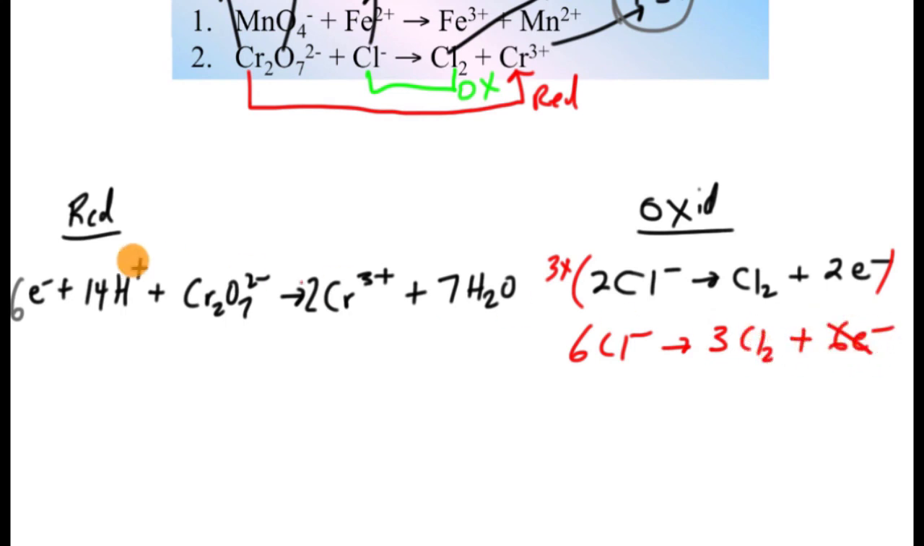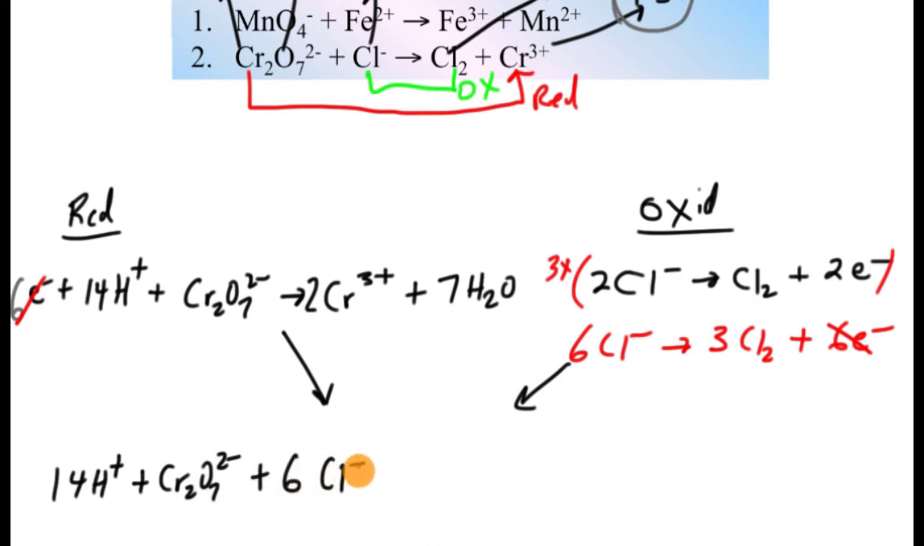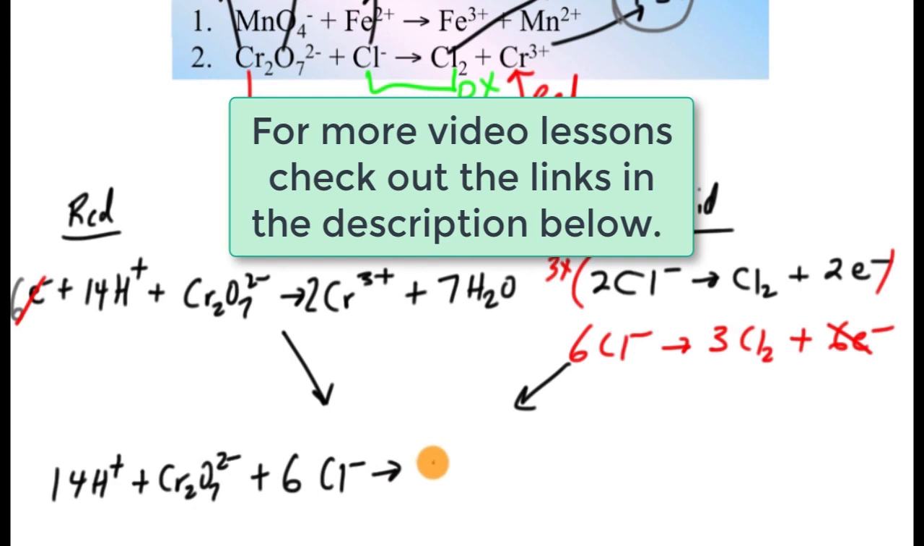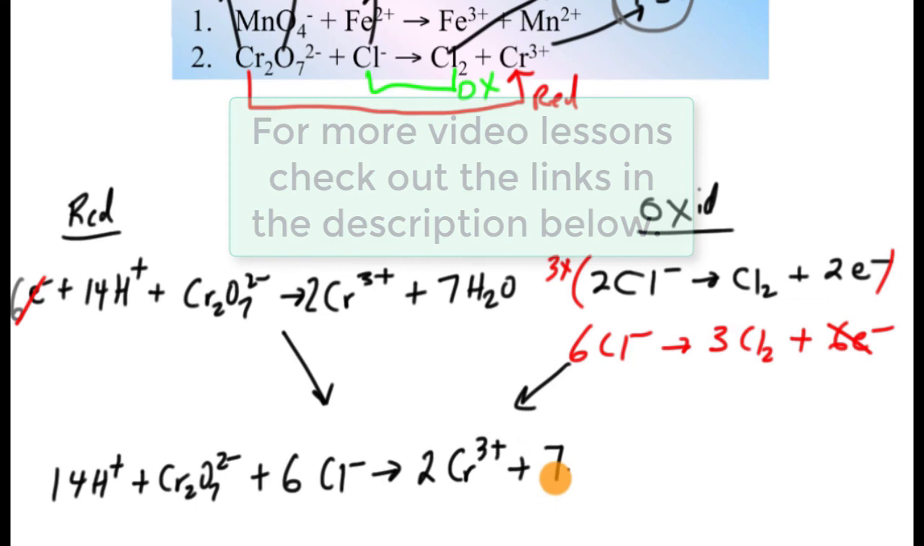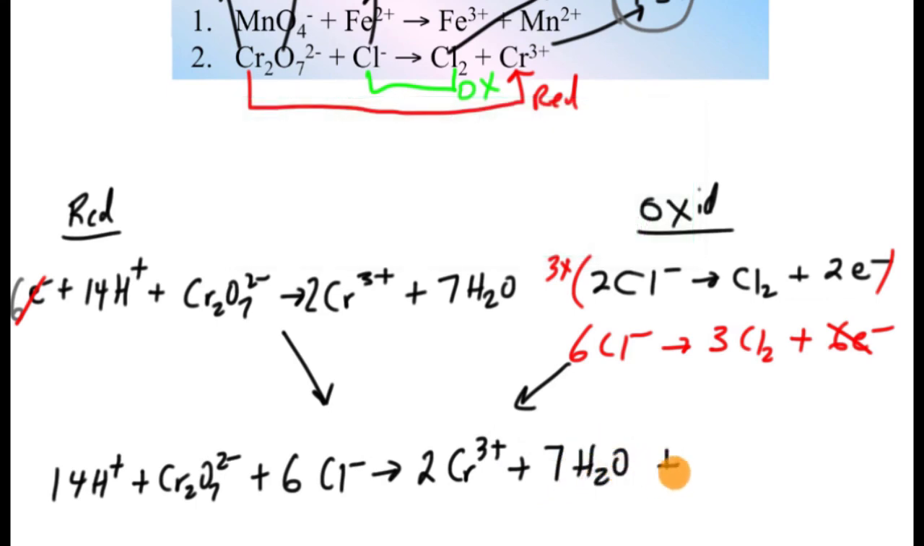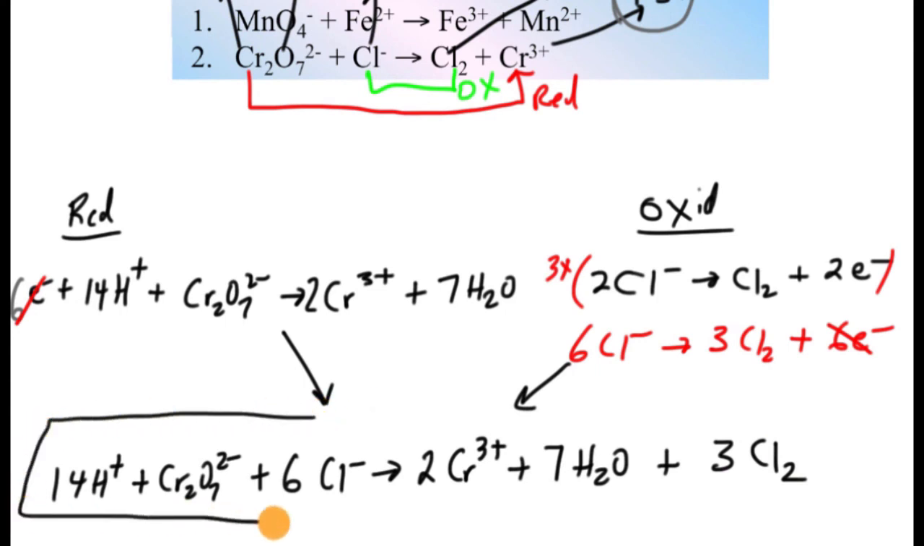The electrons are going to cancel, and therefore I can now bring these 2 equations together. Bring them together and just sum up everything. So 14 hydrogen ions plus dichromate, plus 6 chloride ions produces 2 chromium 3+ ions and 7 waters, and finally 3 chlorine molecules. And there is my balanced equation.